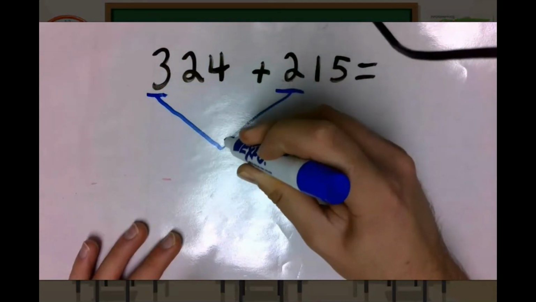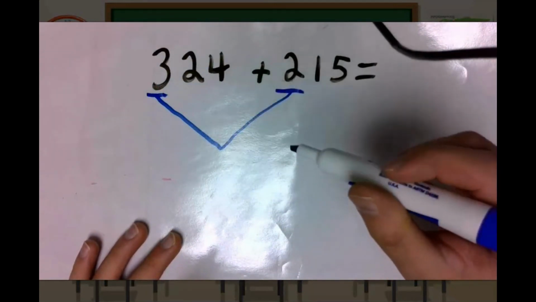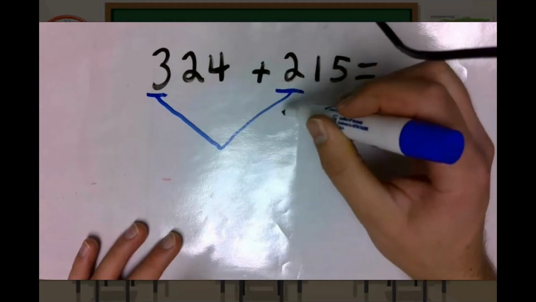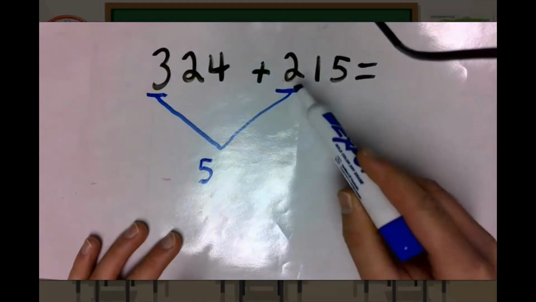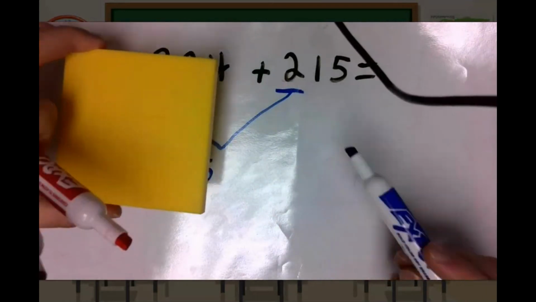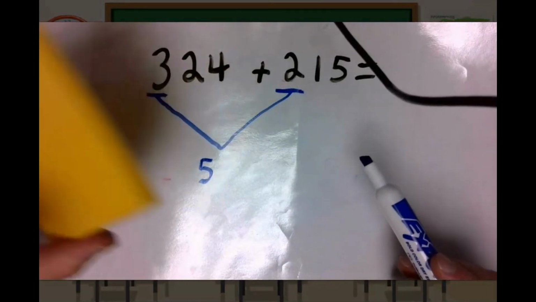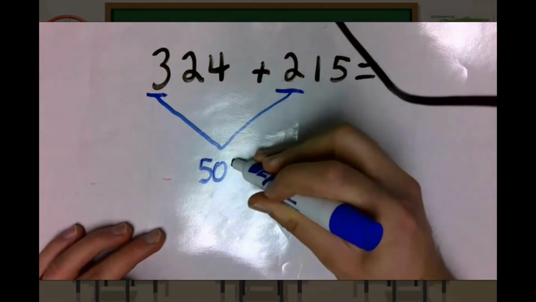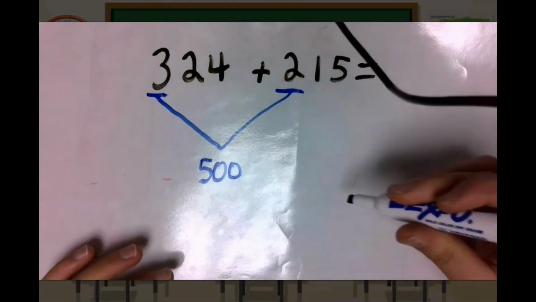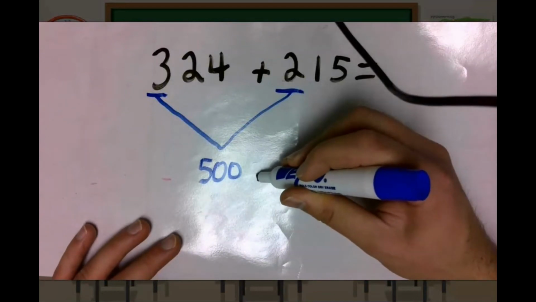So, is it 3 plus 2? Is it just 5? No, it's not. It's 300 plus 200. That is going to give us 500. Very important you write down the full place value.